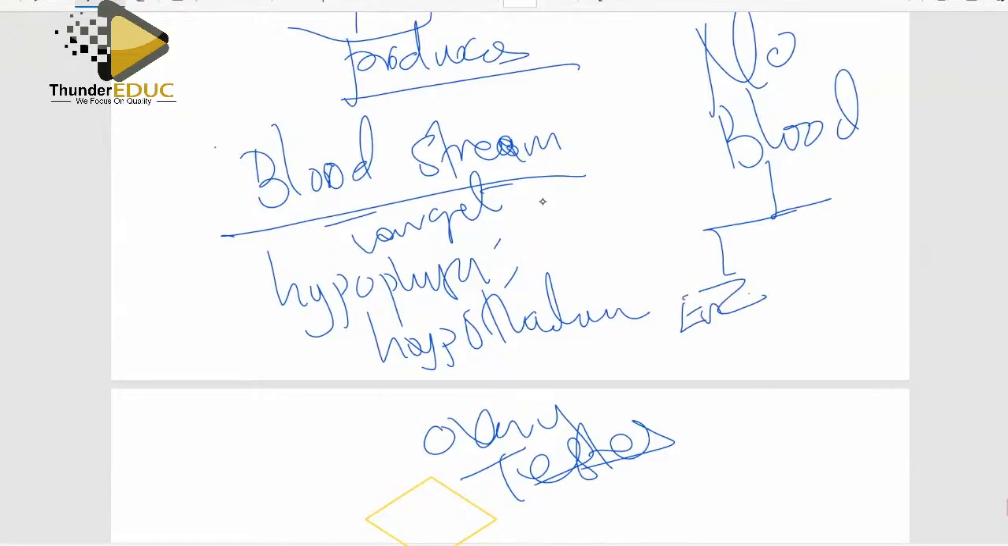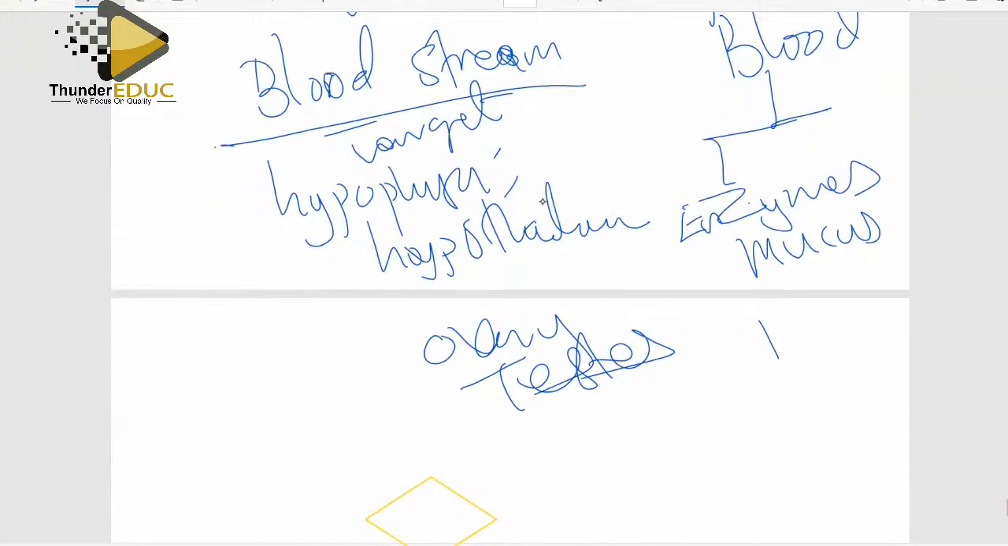While here, the exocrine glands, in most cases, they produce what you call enzymes. So it's more of the digestion and mucus. They usually produce enzymes and mucus. An example is the salivary gland. The second one is you can talk about the pancreas. By the way, even here, the pancreas is an example.